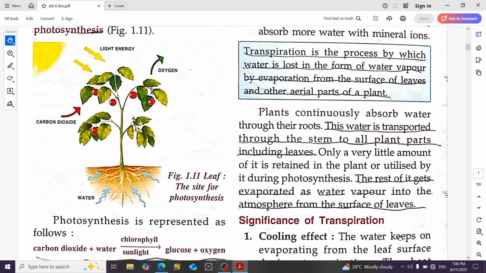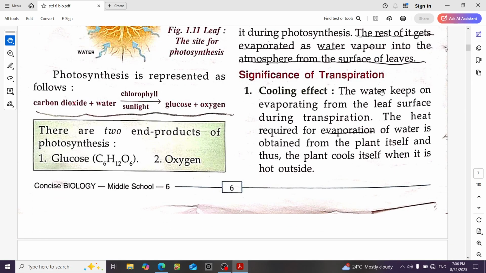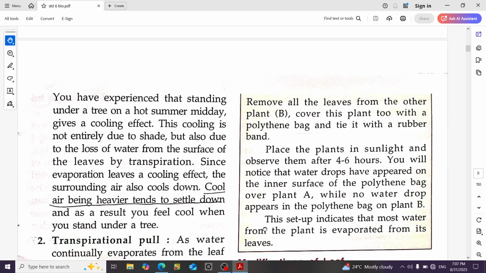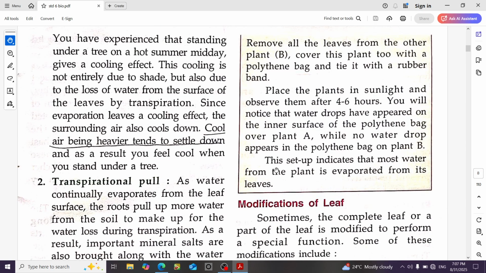Now, cooling effect. What is the importance of this transpiration? Remember, transpiration is very important. First thing, it has a cooling effect. So the temperature of the plant reduces. It cools itself if it is very hot outside. So you have experienced that standing under the tree on a hot summer midday gives a cooling effect. It gives us shade as well as the water that is given out by transpiration. Cool air being heavier tends to settle down. As a result, you feel cool when you stand under the tree.